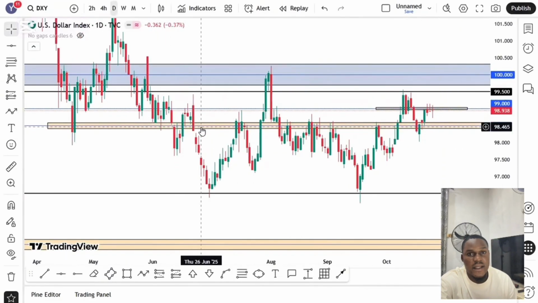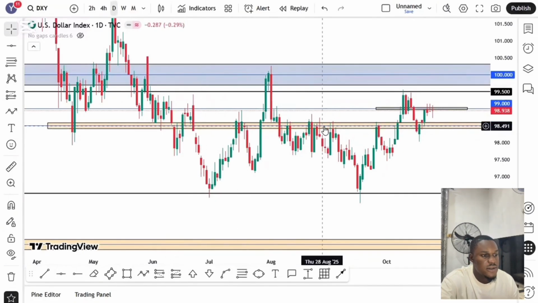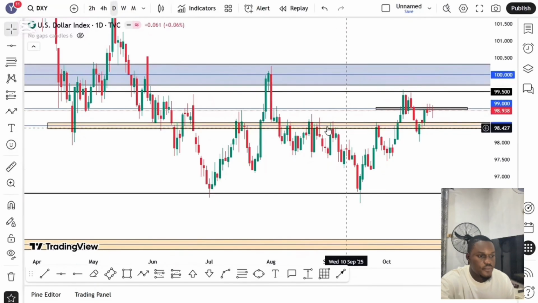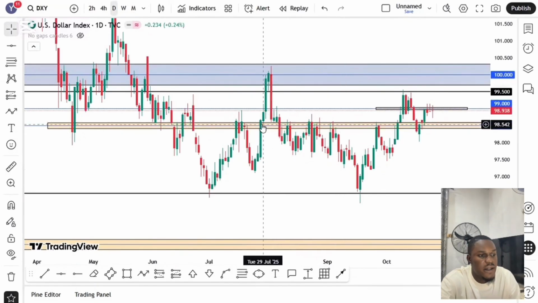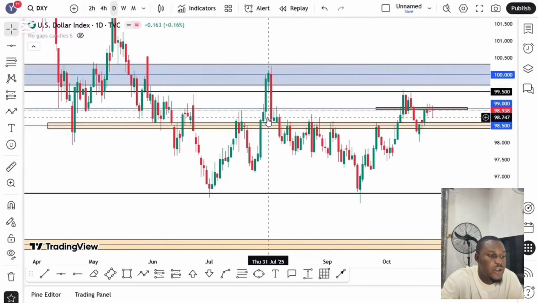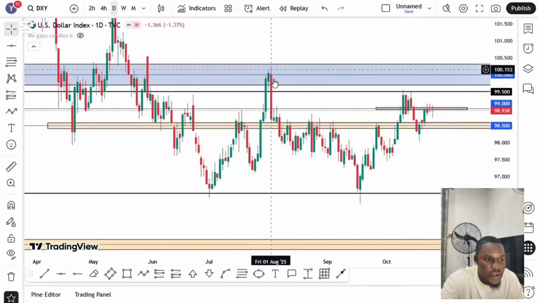minor or sub key level around this region, where we have a first touch here, touch here, touch here, touch here. This is a very strong resistance zone, and as you can see, anytime the market breaks above this resistance zone, we usually come to touch the 100, the major key level here.